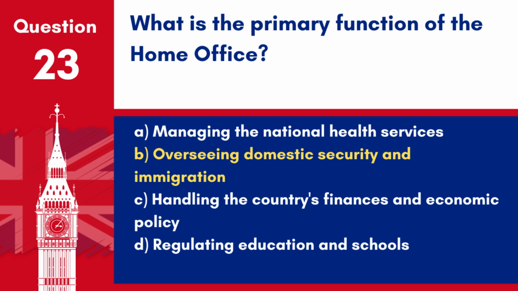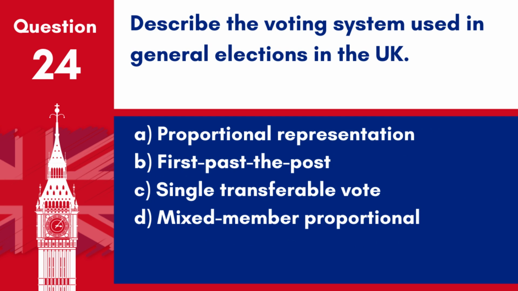Answer. B. Overseeing domestic security and immigration. The primary function of the Home Office is to oversee domestic security and immigration in the UK. Question 24. Describe the voting system used in general elections in the UK. A. Proportional representation. B. First past the post.